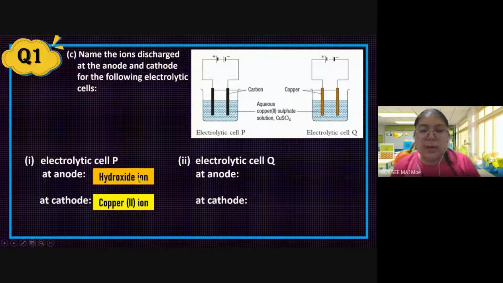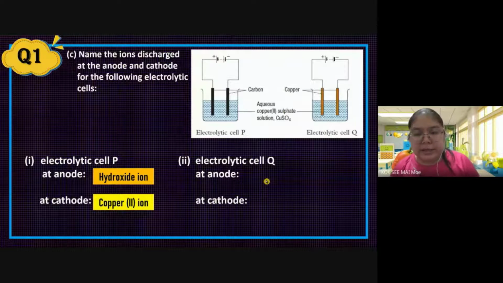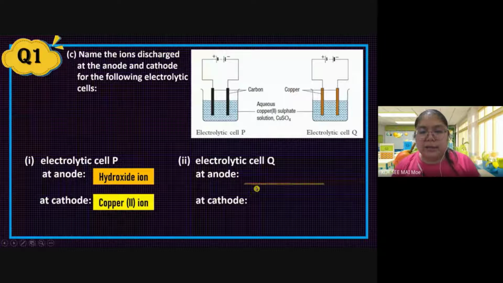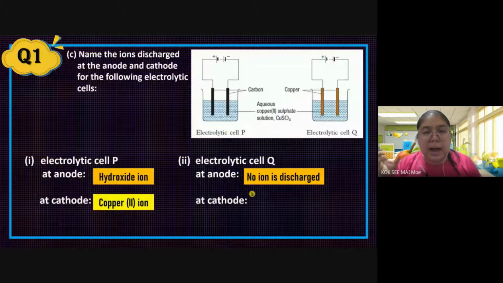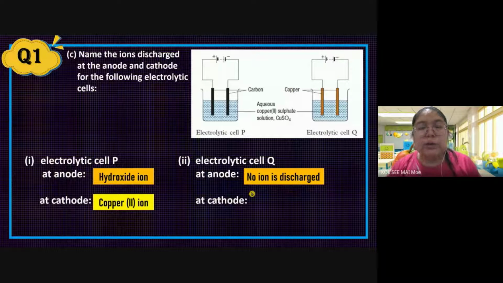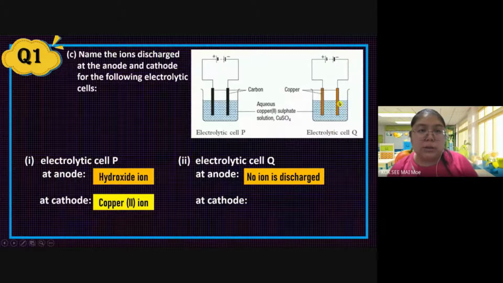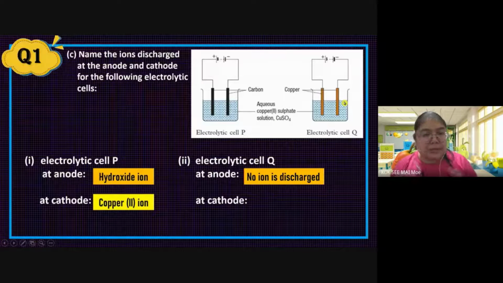Same as this one. So what happened? Sulfate and hydroxide, which one will be discharged? For the anode, actually, no ion is discharged. Remember, the copper will dissolve into the electrolyte. After that, it will deposit onto the cathode, and then the cathode becomes thicker. The anode copper becomes thinner. That one has the same electrolyte, just like purification.